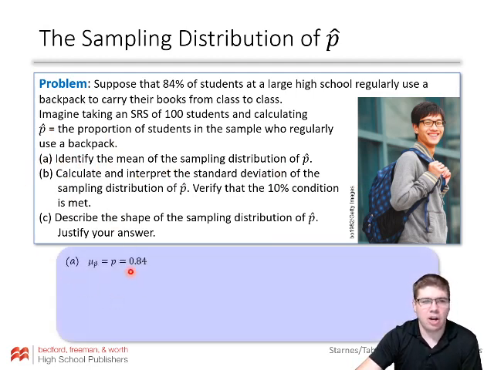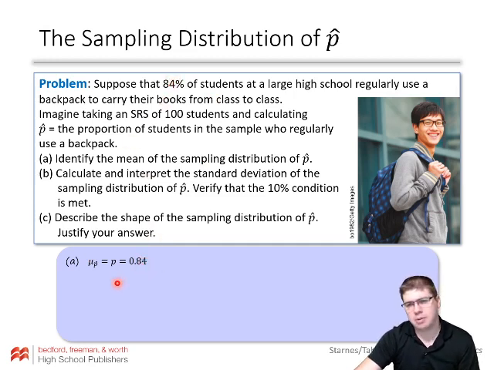So the mean: on average, our sample proportion should be 84%. Sometimes it'll be a little higher, sometimes a little lower, but on average our sample proportion will average out to our population proportion, as long as we're not biased in our way of getting that, which a simple random sample avoids.